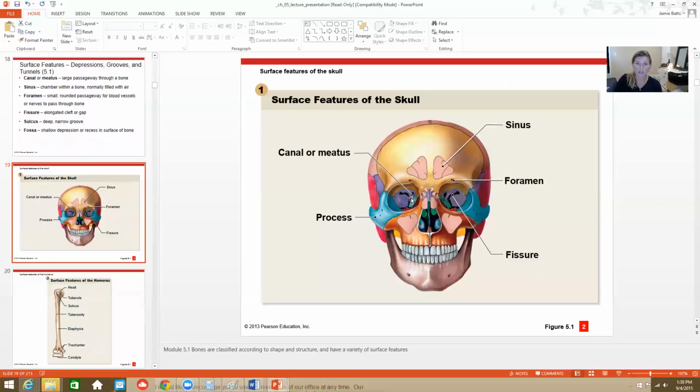Here are some of the bones of our skull, the surface features of our skull. You have different canals and meatus in the back of our orbitals, a process called the zygomatic process making up our cheekbone. You have sinuses, or these empty cavities in the frontal bone. Foramina are these little holes. You have them in your chin as well to let nerves through.